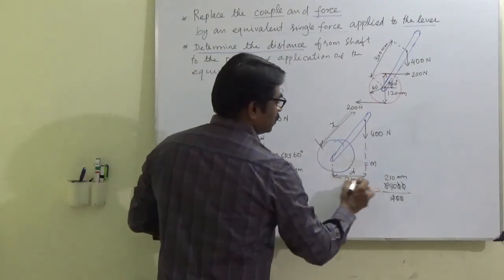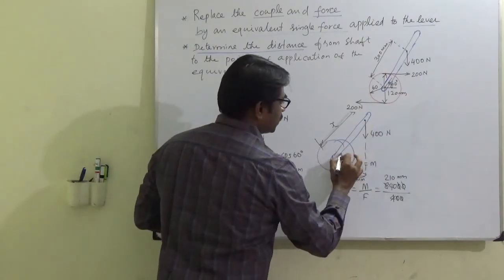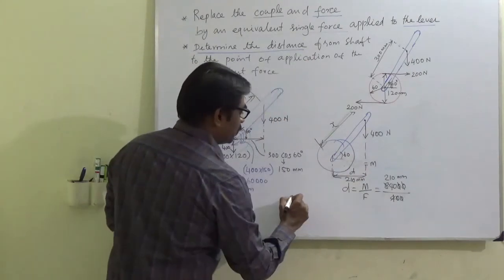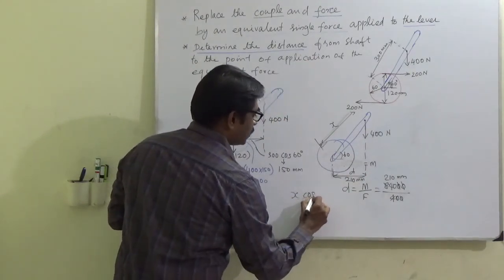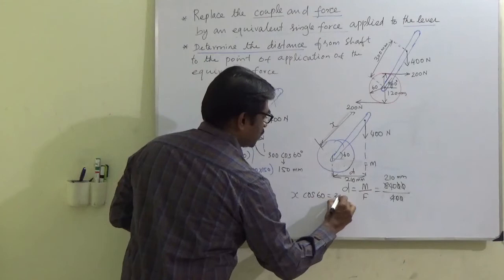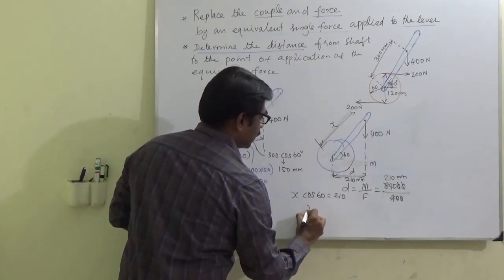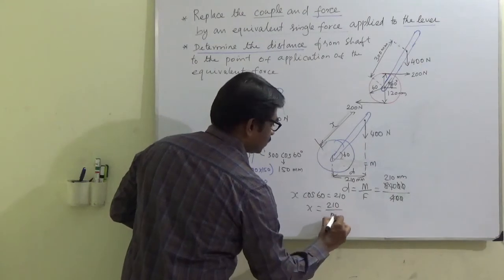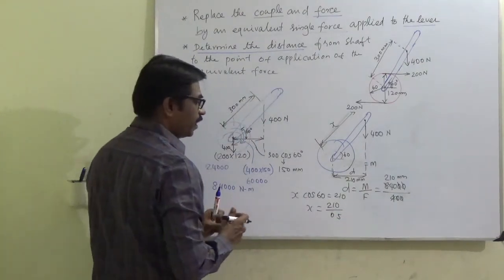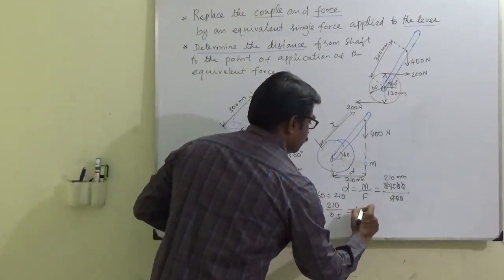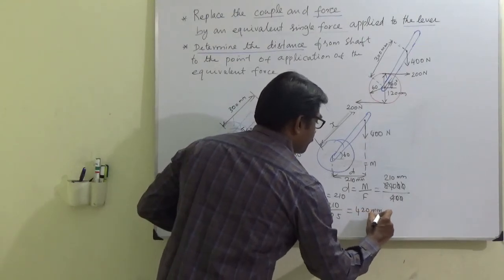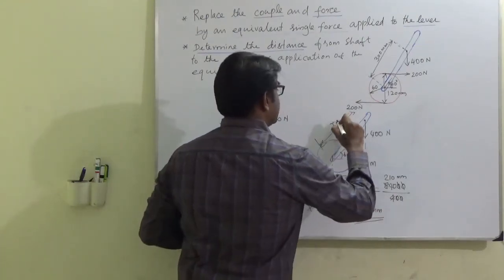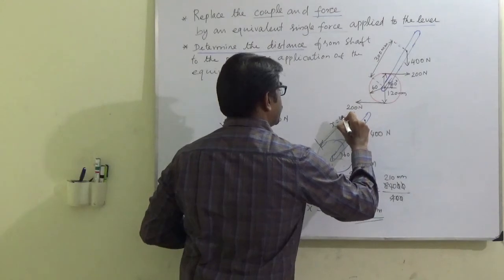Okay, so it's just a triangle. We know this is 60. So X cos 60 is 210. So X equal to 210 by cos 60, which is 0.5. So it is 420 mm. What is this distance? 420.